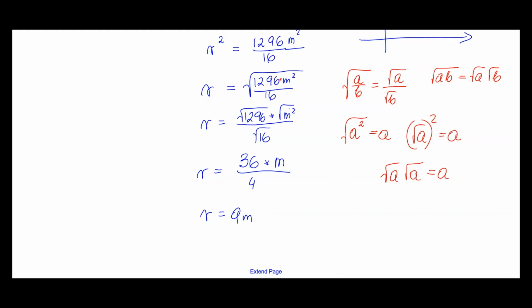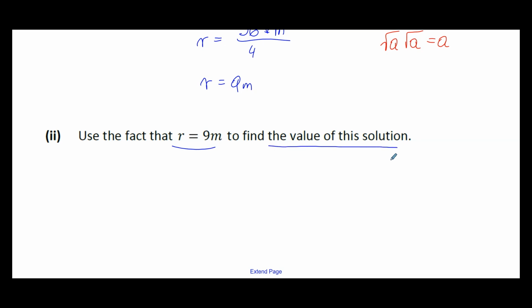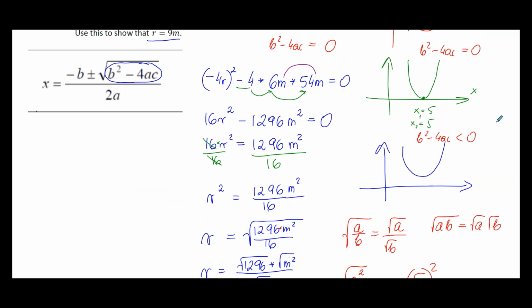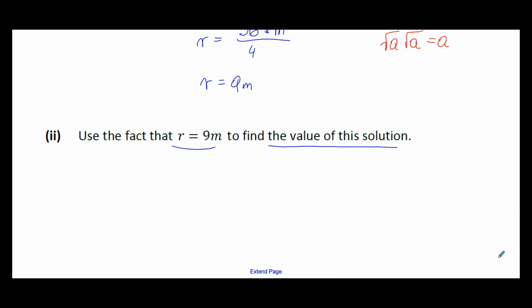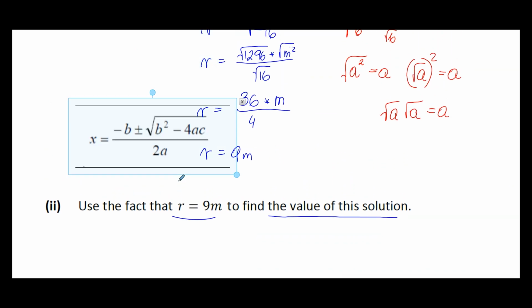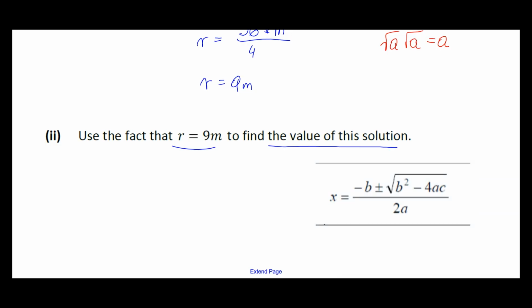Okay, let's have a look at the next part of this question. Use the fact r equals 9 multiplied by m to find the value of this solution. So what solution were we saying? That solution, that one solution, one root. So again, how do we find roots of a quadratic equation? Let's take our minus b formula. That's how we find the roots.